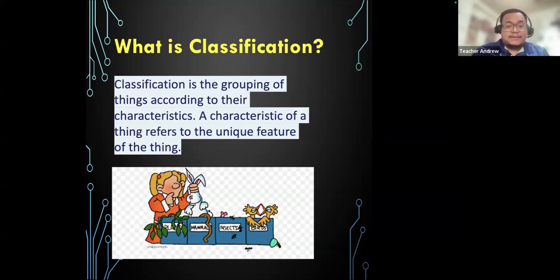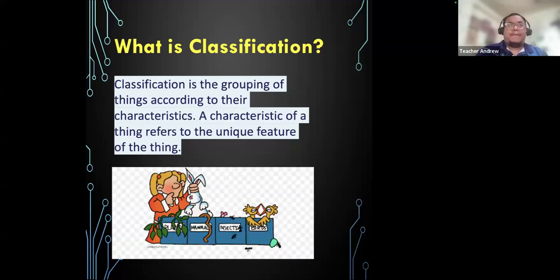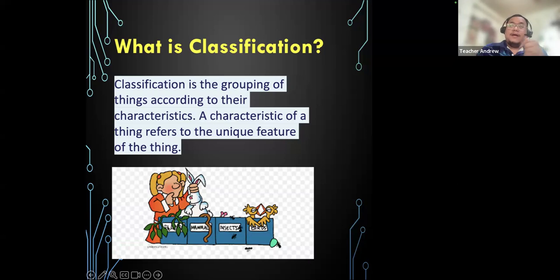In terms of science, classification is the grouping of things according to their characteristics. A characteristic of a thing refers to the unique feature of the thing. Scientists group them together to better understand what they are, where they come from, and how they live. So every single grouping has its own unique characteristic. For example, look at plants. Plants have leaves. They have leaves to make food.